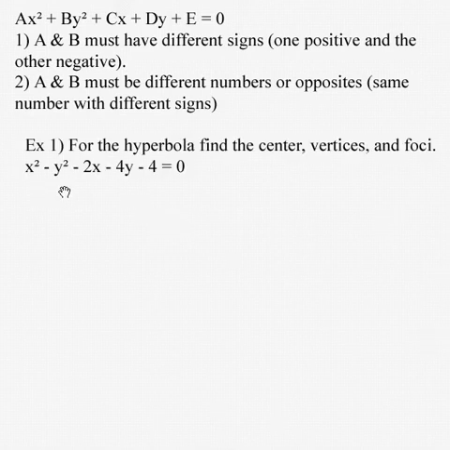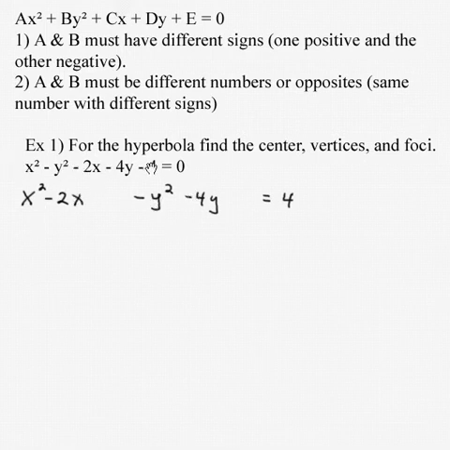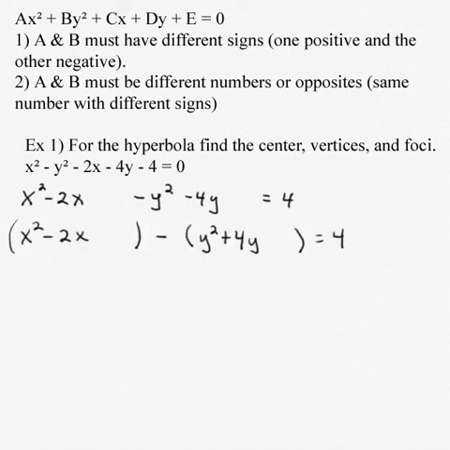So as we look at this, we're going to continue with our process of completing the square. Let's get the x's together, get the y's together, take the constant over to the other side by adding 4. We're going to complete the square. We do have a coefficient of 1 for x squared. For y squared, we have a coefficient of negative 1, so we need to factor out that negative 1. Negative 1 factored out from y squared is positive y squared. Negative 4y factored out of negative 1 is positive 4y.